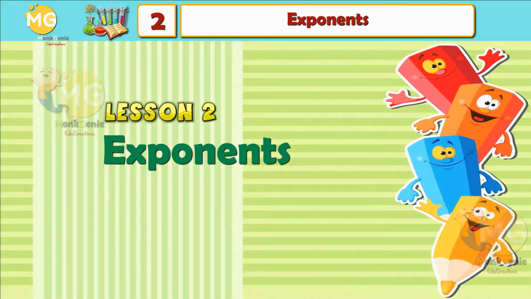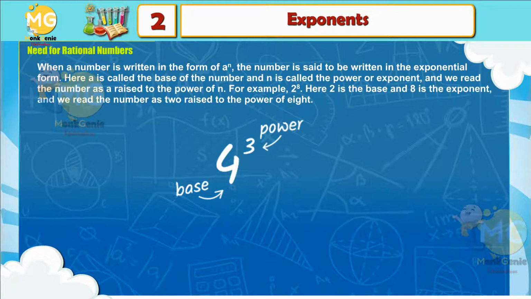Lesson 2. Exponents. When a number is written in the form a^n, the number is said to be written in the exponential form. Here, a is called the base of the number and n is called the power or exponent. And we read the number as a raised to the power of n. For example, 2^8. Here 2 is the base and 8 is the exponent. And we read the number as 2 raised to the power of 8.